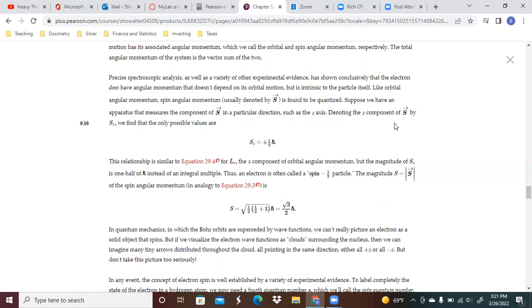It's very similar to equation 29.4, where the z component of orbital angular momentum is considered, but the magnitude of S sub z is 1/2 of h bar instead of some integer multiple. So an electron is often called a spin 1/2 particle. The magnitude of the spin angular momentum is going to be given by this formula.